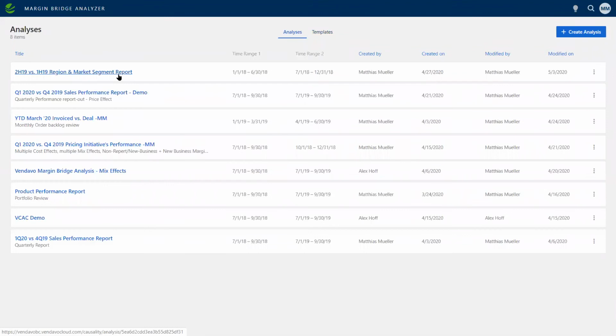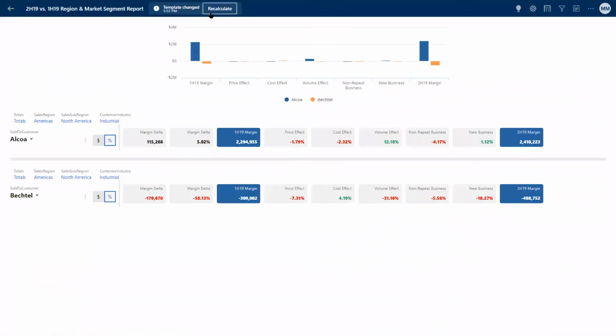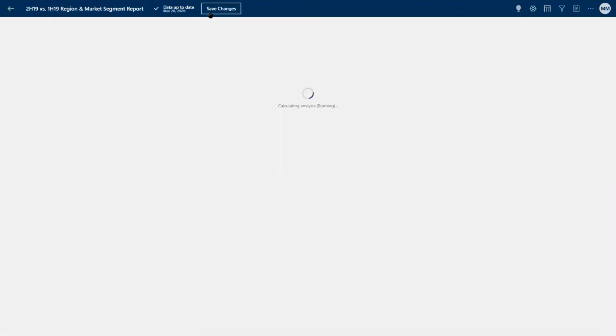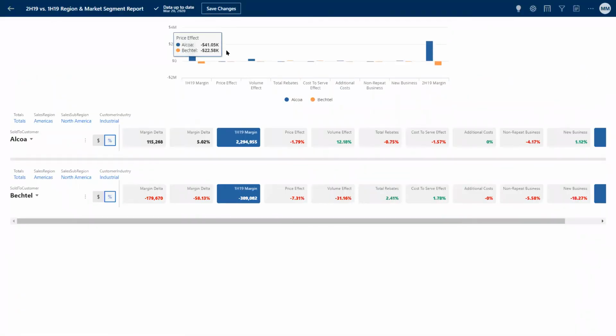Let's go back and have a quick look into the analysis and update the analysis that I used in the beginning to review the separated costs in the industrial segment for Alcoa and Bechtel. We now see that the margin bridge model is updated and the cost effects have been added to the margin bridge model in the chart and also in the data table below that chart.